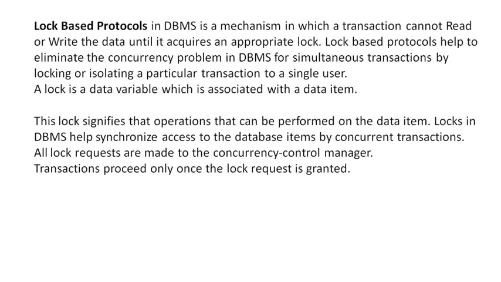So basically in DBMS, this mechanism is used in which the transaction cannot read or write until it acquires the appropriate lock. This one we have discussed during the mutual exclusion. The process can execute any operation after getting the lock itself. So a lock is any data variable which is associated with the data item. This lock will signify the number of operations that can be performed on a particular data item. Okay.